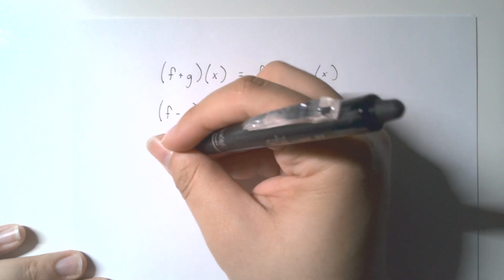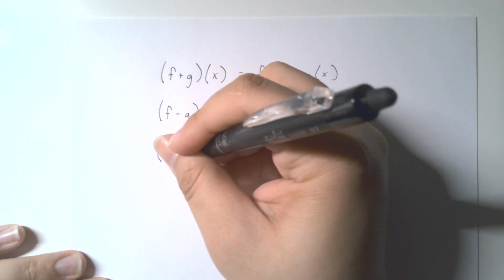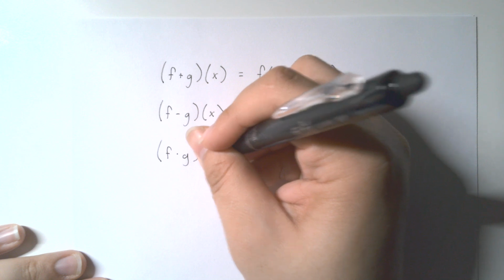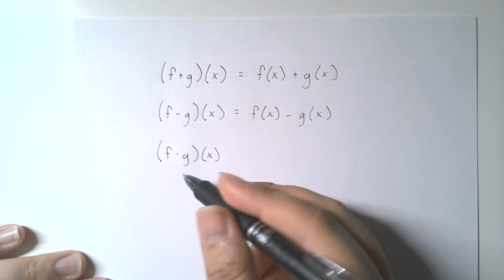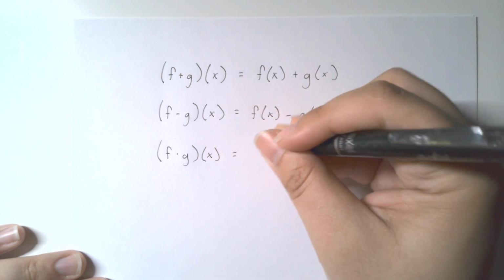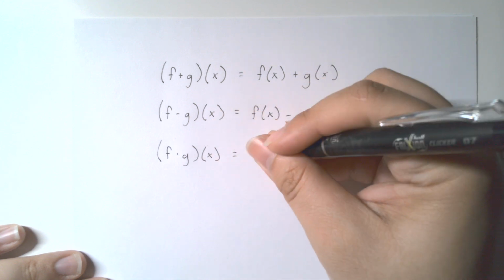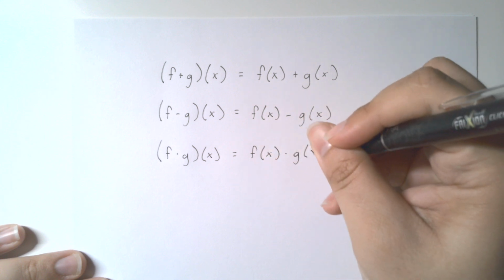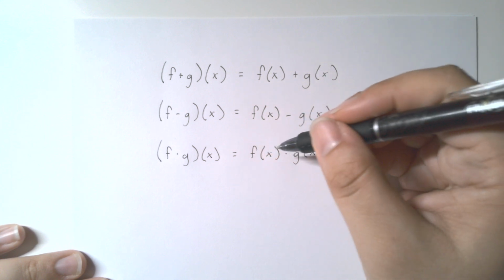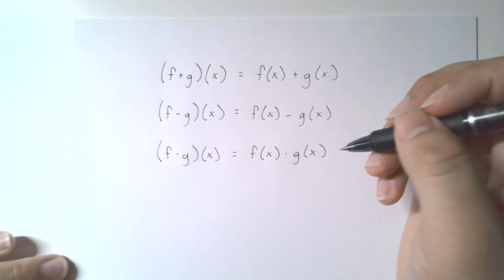The next function operation we have is multiplication. So if we have f dot g of x, remember dots in algebra mean that we multiply. And so if we have f dot g, that means we have f of x times g of x.